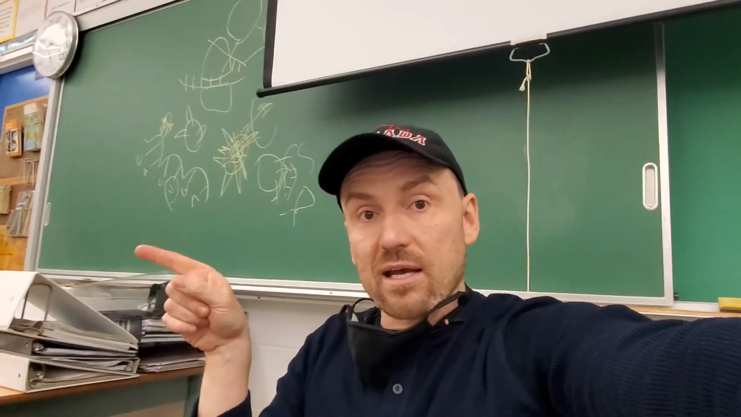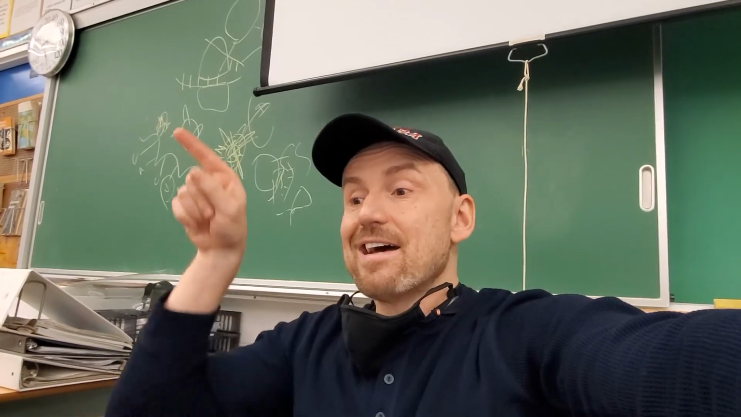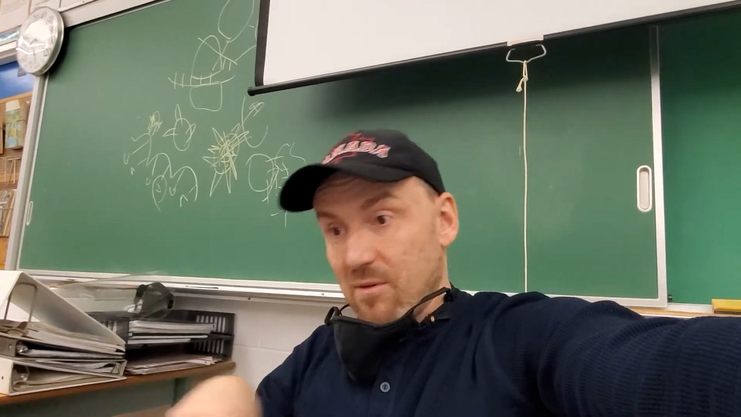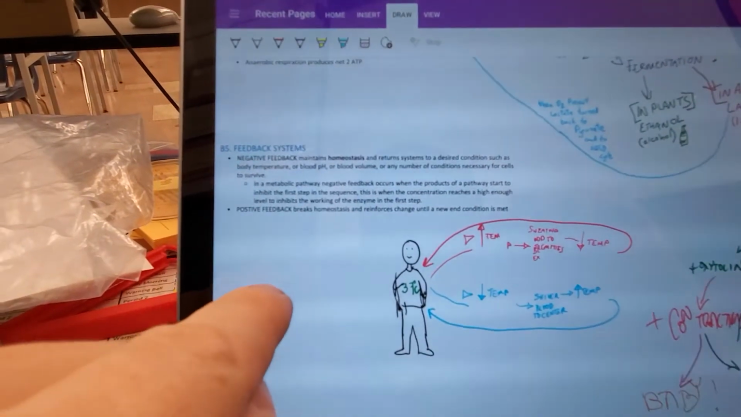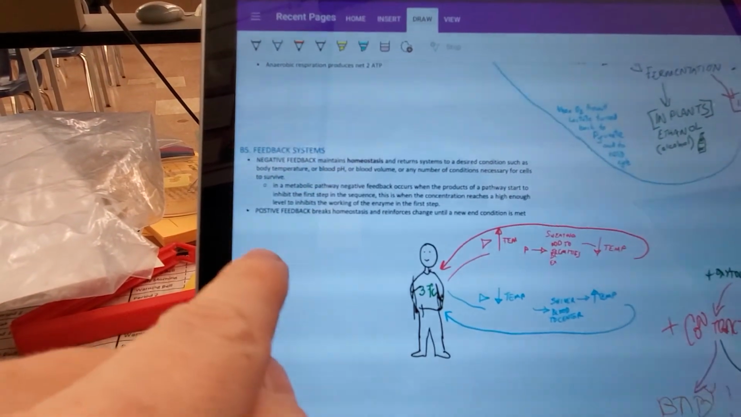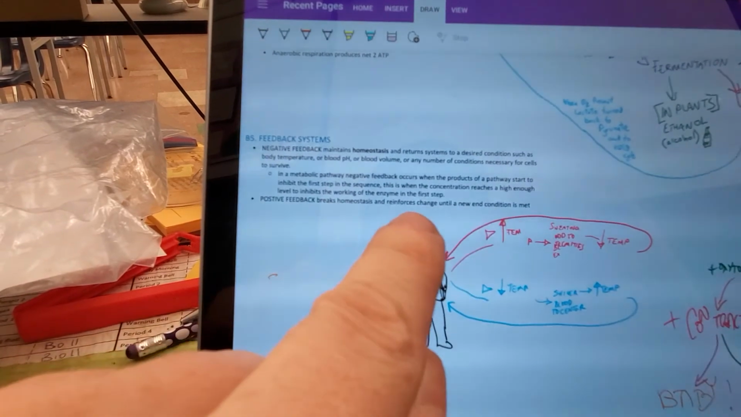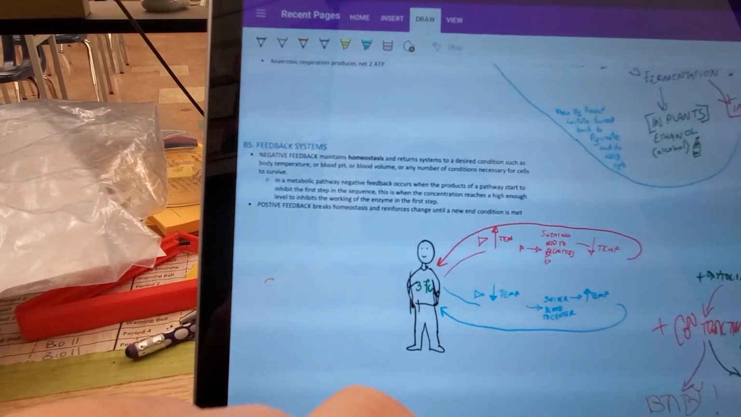So the product of one step accelerates the previous step, basically, which produces more product, which is a big circle until finally the baby comes. So, negative feedback maintains homeostasis. Positive feedback breaks homeostasis and reinforces a change until a new condition is met.